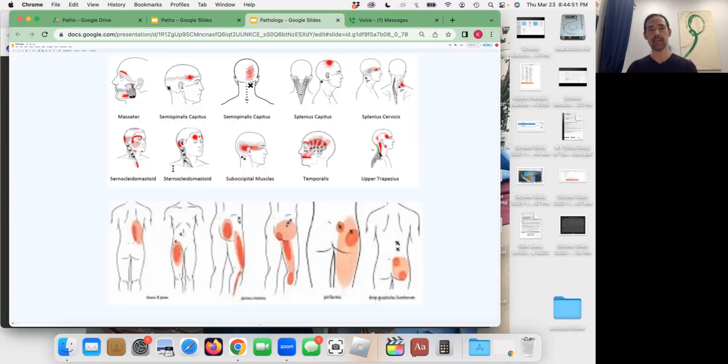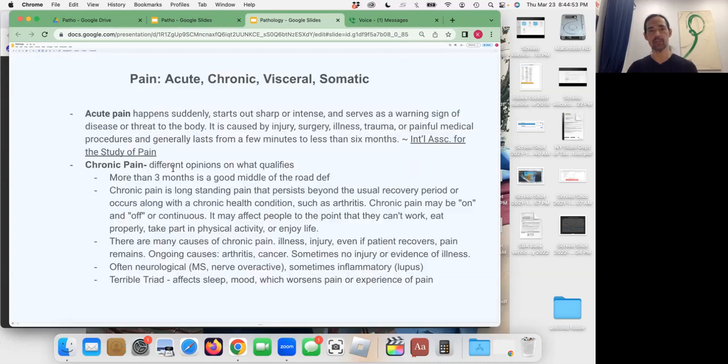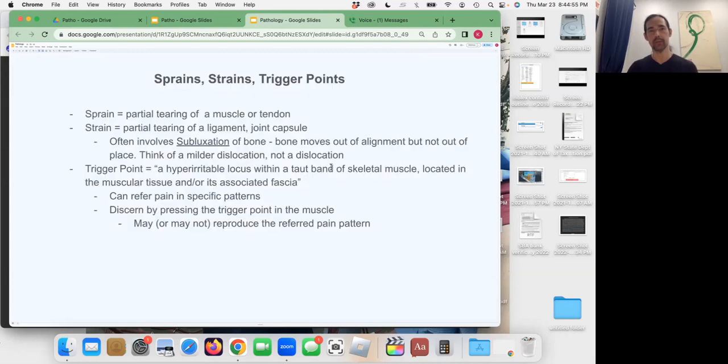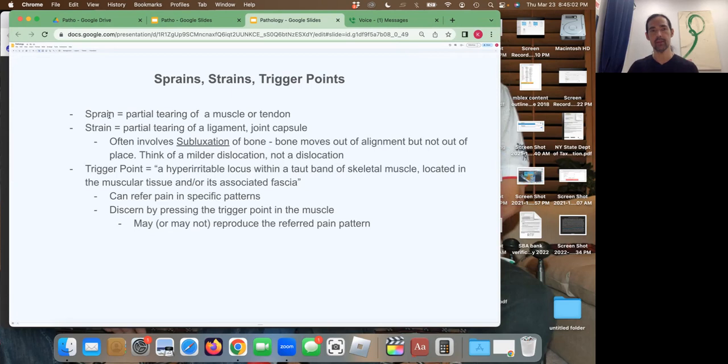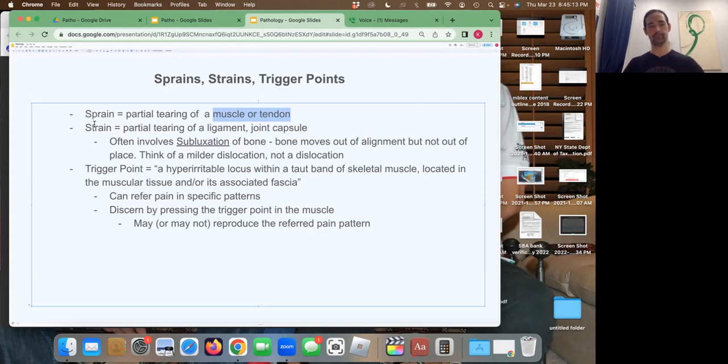So these slides have a lot of words on them, but don't be intimidated. All right, we're going to go through things slowly, one at a time. You'll be able to take them in. So strains, when you hear strain, I want you to think of a muscle or a tendon. What's attached to a muscle? A tendon.